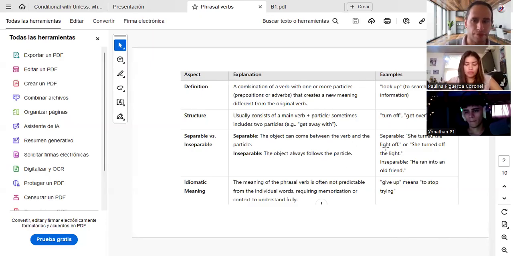Some of them could be separable. It means you can put something in the middle. For example, she turned the light off, or she turned off the light. Notice that the light could go in the middle, between turn and off. Or you can just say turn off the lights, right? Both are possible. And with inseparables, we have to put it together. We must. So, he ran into an old friend. Do you remember the meaning of run into?